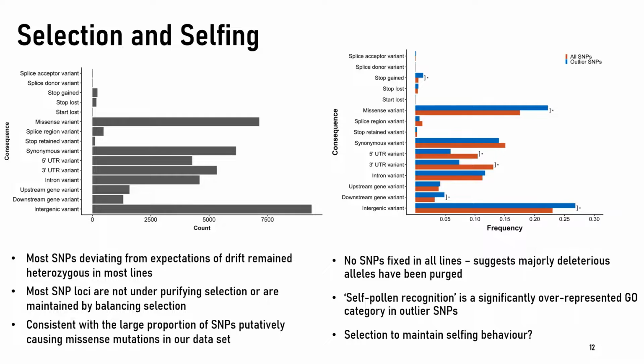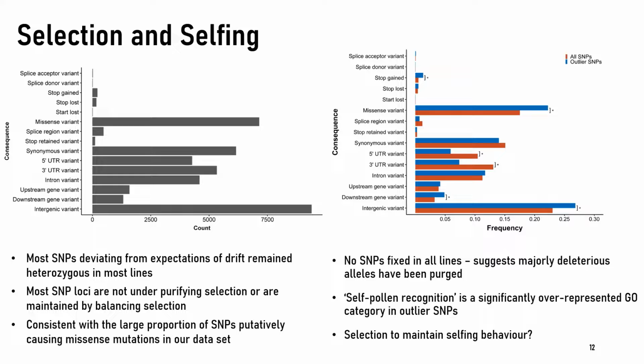To better understand what was going on here, we looked at selection during selfing by examining all the SNPs that were deviating from our expectation of genetic drift. So they were either fixing when we expected them not to, or they were remaining heterozygous when we expected them to fix after multiple generations of selfing. And we found that most SNPs deviating from expectations of drift, unsurprisingly, remained heterozygous in most lines when they were expected to fix. So most SNP loci that we see are not under purifying selection, or rather they are being maintained by balancing selection. So there is some selective advantage to keeping a lot of these SNPs heterozygous.